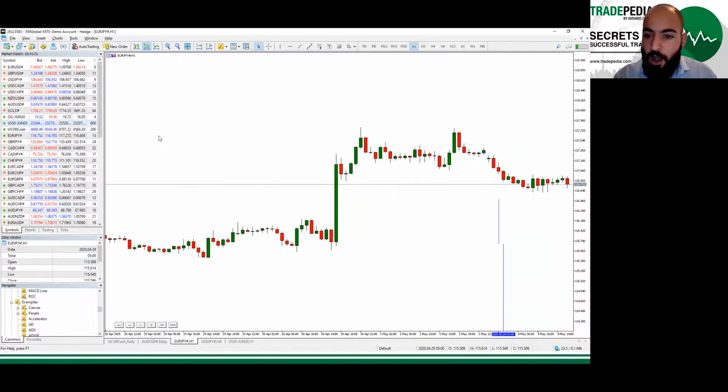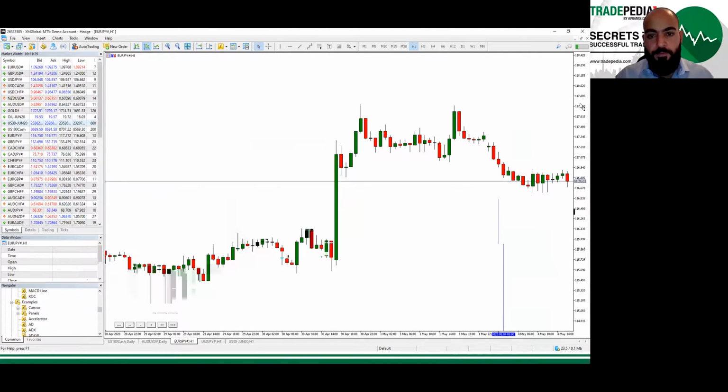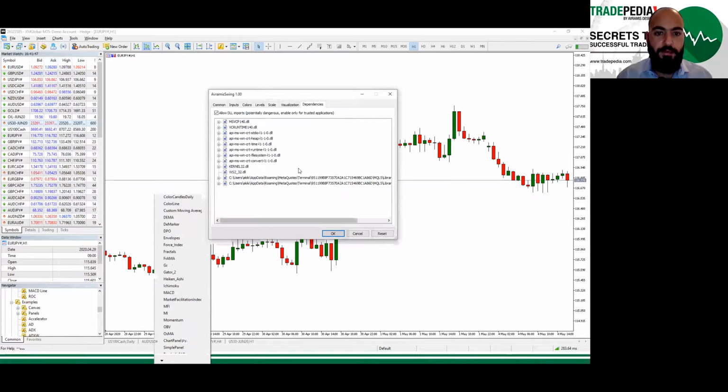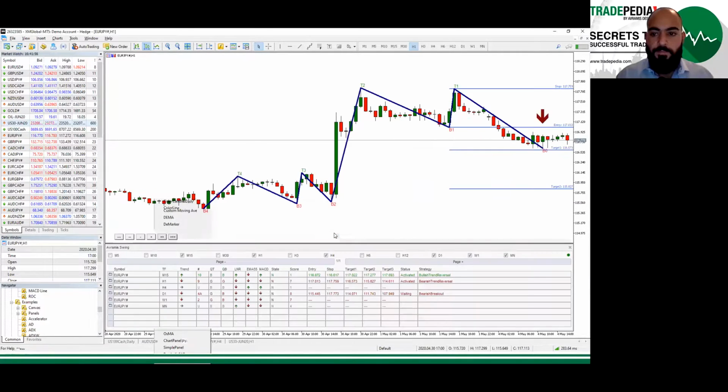It is hard, extremely hard, to identify objectively the tops and the bottoms on the chart. All you have to do is insert. You can click here, insert, indicators. You go to the custom list and you choose Avramis Swing. When I choose Avramis Swing, allow the LL, make sure it is clicked, and click OK. There you go. The indicator will automatically appear on your chart, highlighting tops and bottoms, analyzing the trend on all these time frames in a minute, and also highlighting all the possible entries.